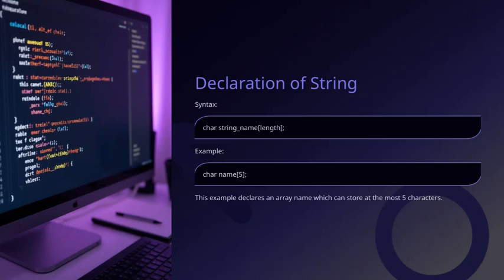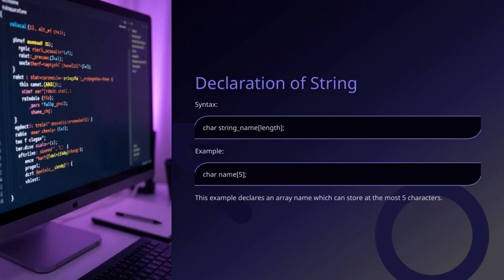Let's talk about how to declare a string in C. The syntax involves using the keyword char, followed by the name of the string variable and the size of the array in brackets. For example, if I write char name[5], this means I'm creating an array called name that can hold up to 5 characters.